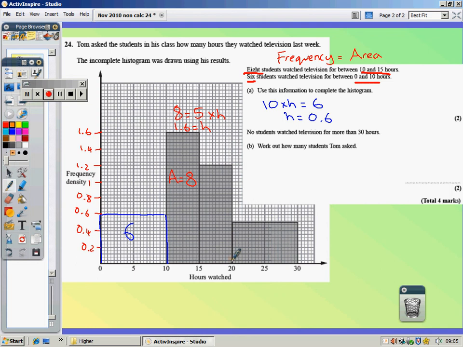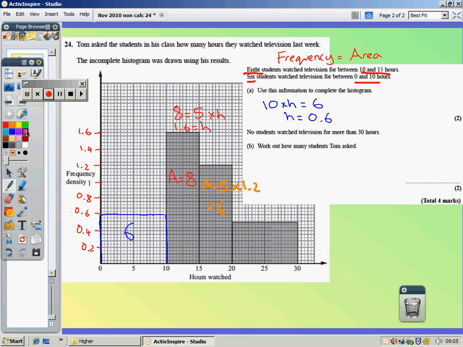So in our next bar, what have we got? We've got a width of 5. Okay, so the area is equal to 5 times the height. Let's find the height. When we come across, we find that's 1.2. And so this bar is also equal to 6. Completely different shape to this one, but the same amount of students in it.